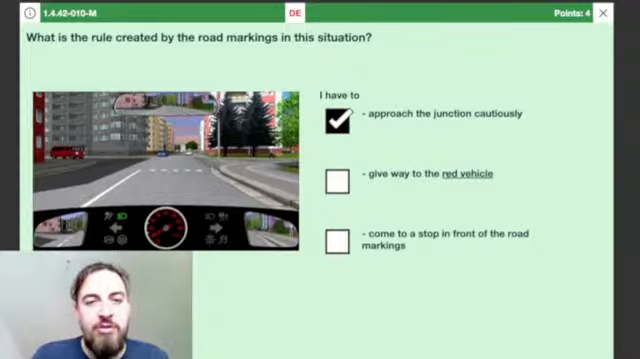It is right before left, so the red car has to wait for us. The blue one has to wait for the red one, but we have no one on our right hand side, so that's why we drive carefully to it, because someone might come out. But if you see that there is no one, you can go straight ahead and you don't have to stop. So that's why it's just the first answer.